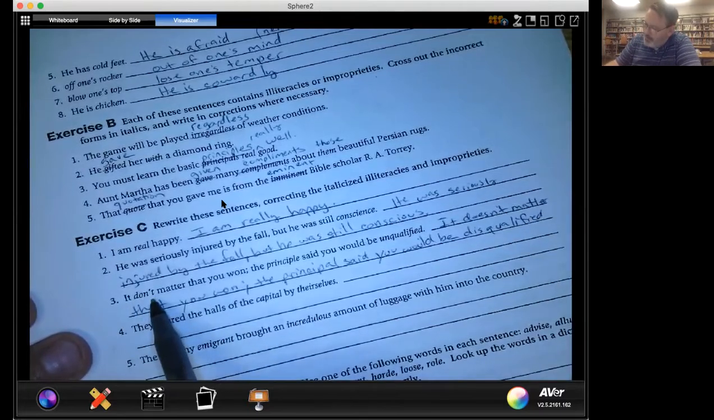"It don't matter." That would be an impropriety because "don't" has its use in the English language, even in formal English, but this is the incorrect place to use it. "It don't matter that you won."